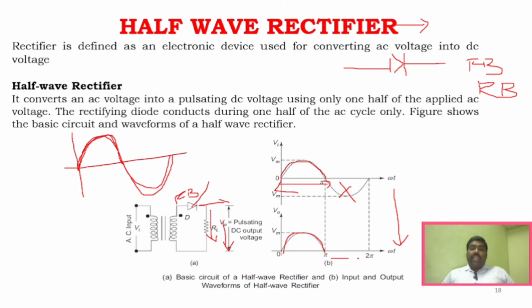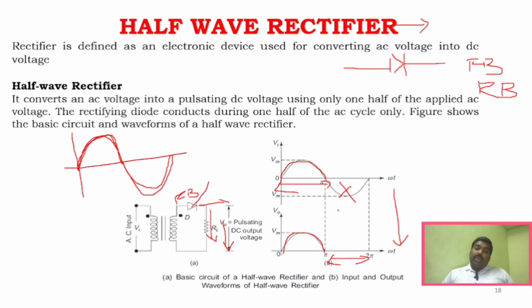So there will not be any conduction during the negative half cycle, right? This is the working of a half-wave rectifier. Just by using a single transformer and a diode, we can design a half-wave rectifier. And the reason why it is called a half-wave rectifier is that it conducts only during one half of the cycle.